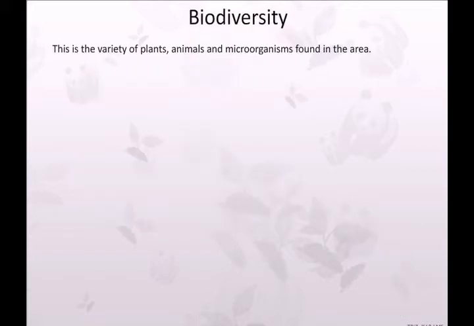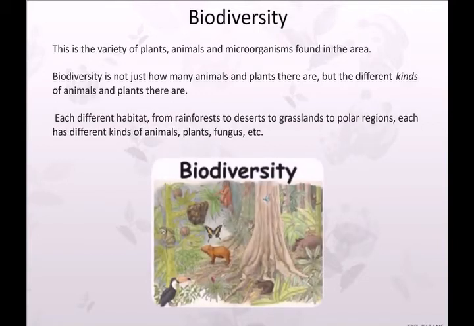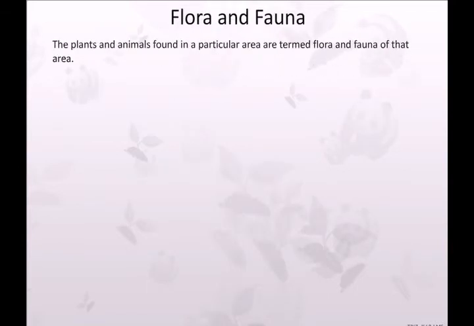Biodiversity. This is the variety of plants, animals and microorganisms found in an area. Biodiversity is not just how many animals and plants there are, but the different kinds of animals and plants there are. Each different habitat, from rainforests to deserts, to grasslands to polar regions, each has different kinds of animals, plants, fungus, etc. Flora and fauna. The plants and animals found in a particular area are termed flora and fauna of that area.